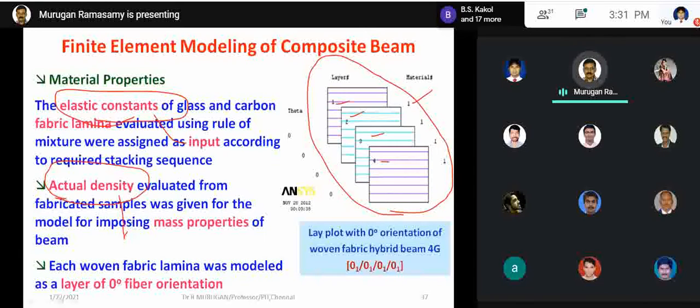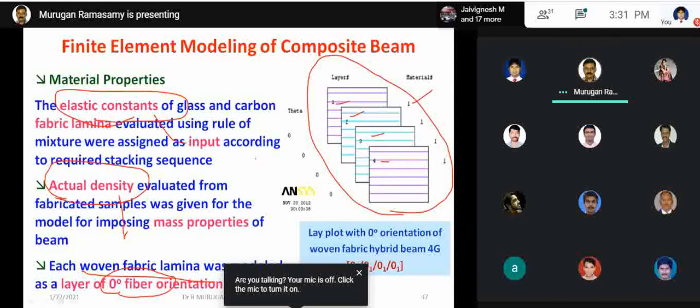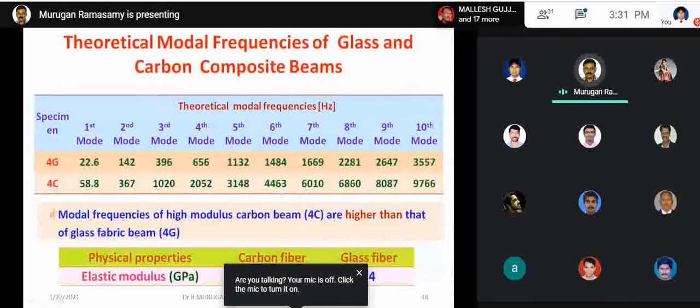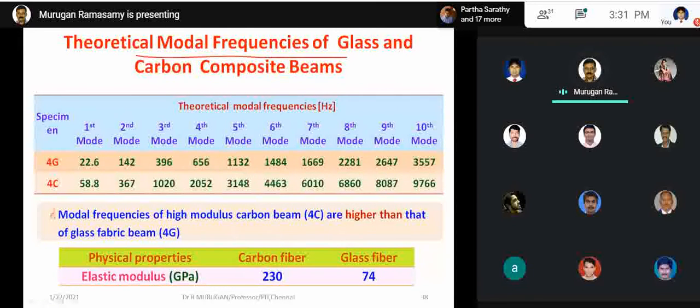For modeling the woven fabric lamina, we have to use the fiber orientation as 0 degree. Based on that, we evaluated the modal frequency by the finite element method. This is very easy, by doing a simple modal analysis, which was explained by Raja Karthikeyan sir yesterday.